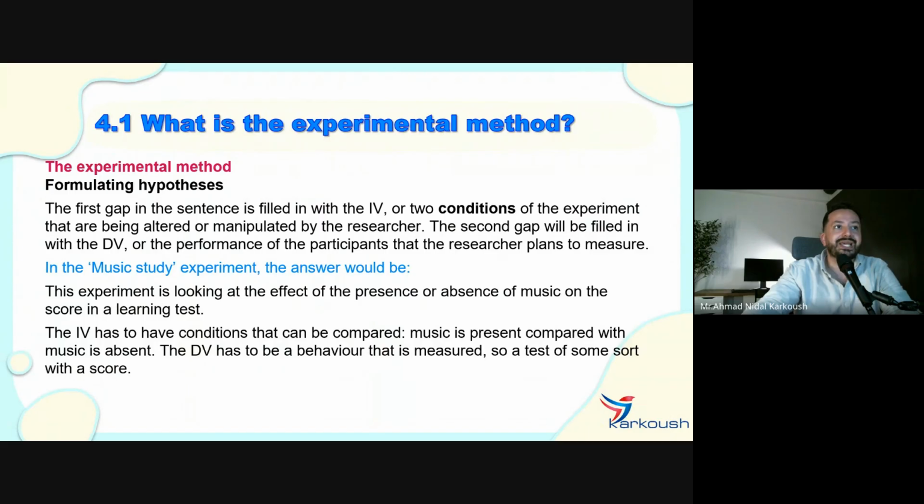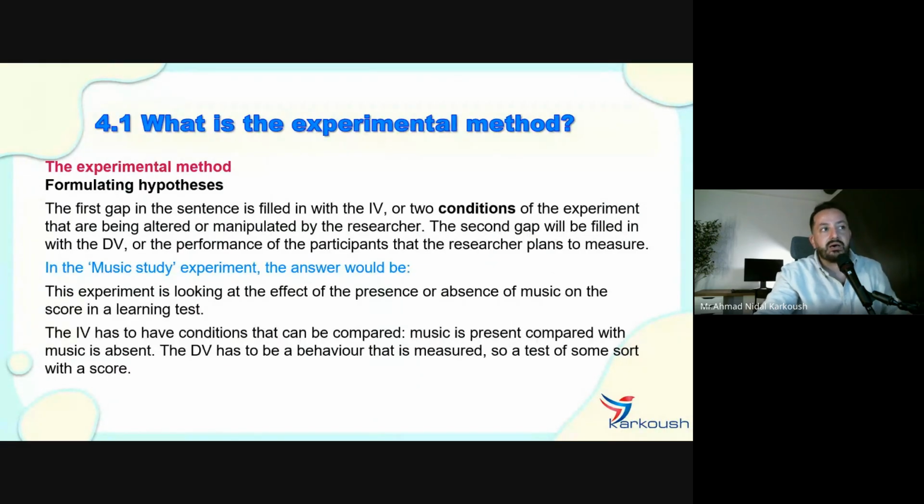So let's have a look at this. This experiment is looking at the effect and the presence or absence of music. So the IV has to have conditions, and this is Farida's question, and that's why I took the question. It's a very good question. Farida is saying, so the IV, the one I'm changing, the one I'm tweaking, it has conditions? Yeah, it does. And the conditions can be compared. Music is present compared to music is absent. The DV has to be the behavior that is measured. So a test of some sort with a score. A test with a score that has to be measured.